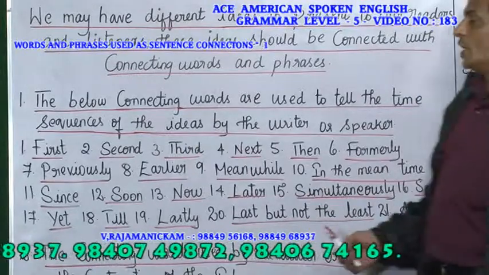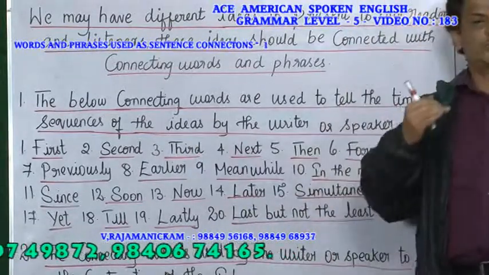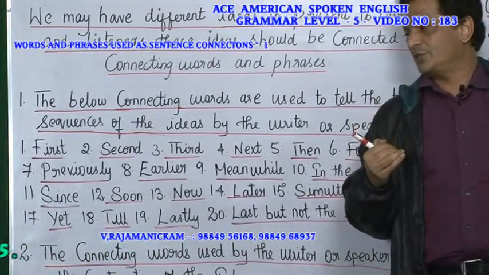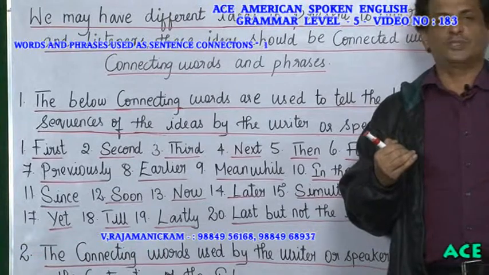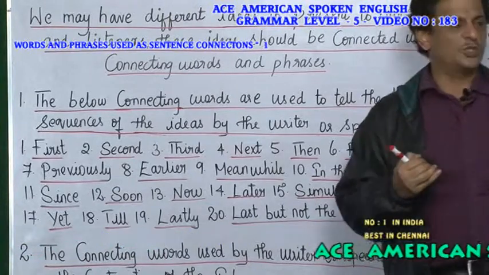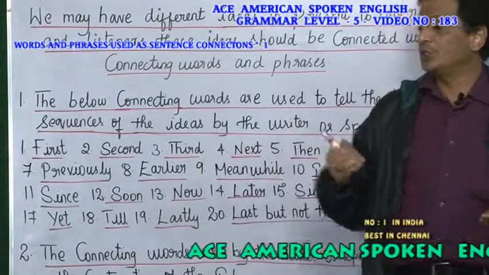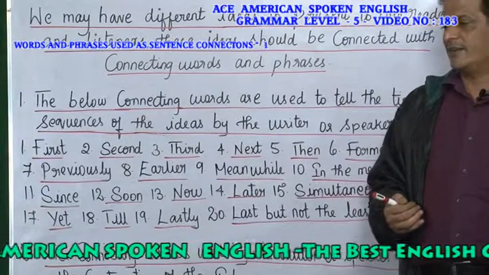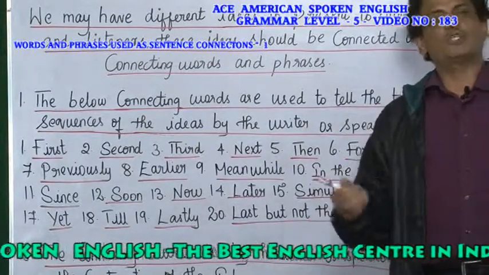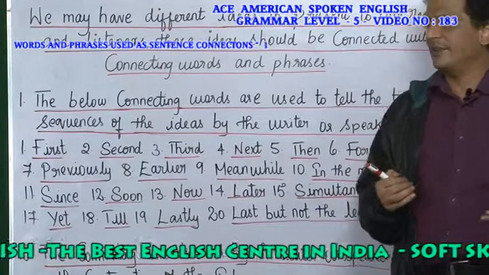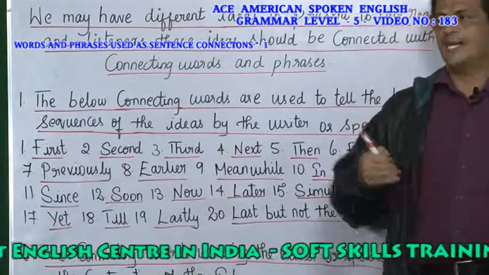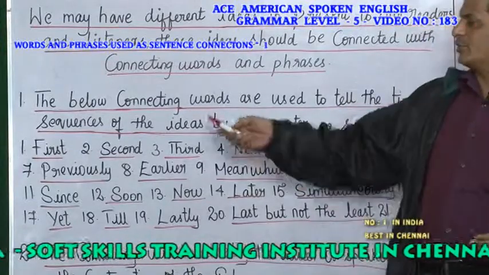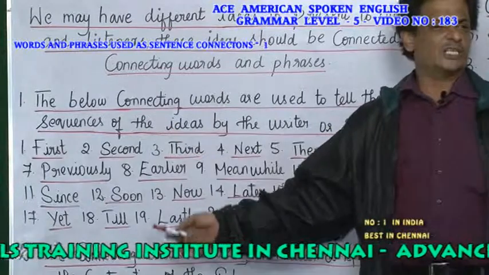Number 21, already. So these are the time sequence words when you want to say something happened from when? Morning to night, or during your summer vacation from the month of April to June, or from your first standard till 12th standard, or you want to say about your father, how he came up in his life from when he was a 15-year-old to a 50-year-old man. So when you want to tell everything in order according to the time sequence, you use these words.